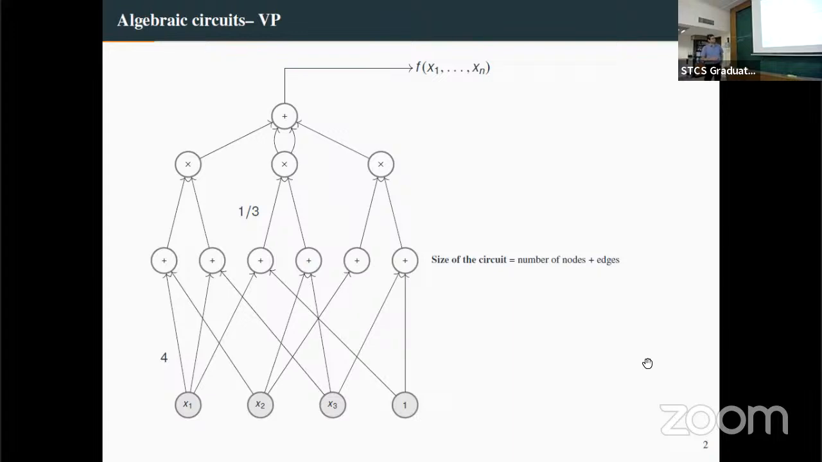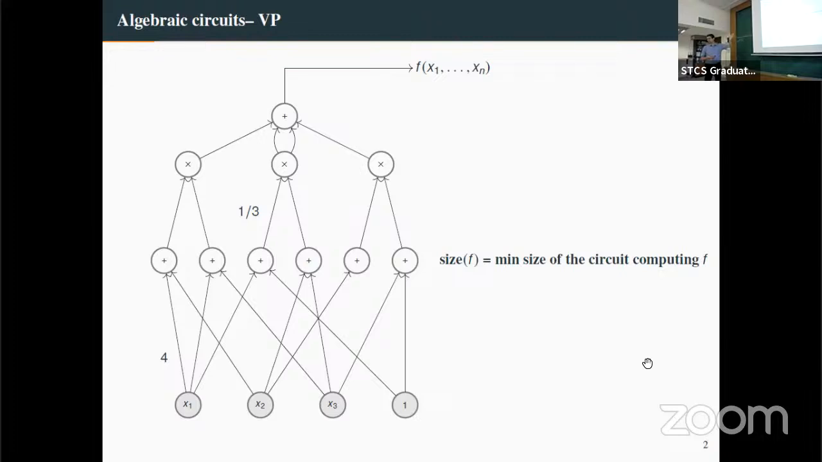So depth is the first parameter. For every computational model, there have to be resources that you are interested in, and we are interested in 2 resources. One is the size of this: what is the graph size? We don't care about these constant sizes; we only care about the graph size. So how many vertices, how many edges? The number of nodes plus edges is the size of the circuit, and the size of a polynomial will colloquially mean the minimum size of a circuit that computes that polynomial, because obviously the graph is not unique.